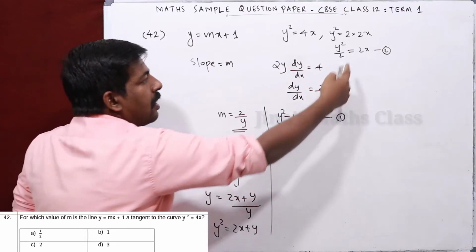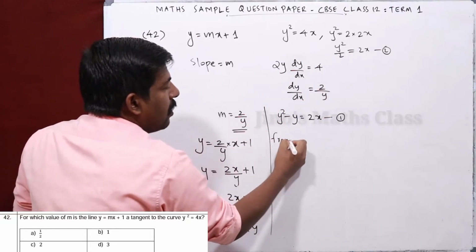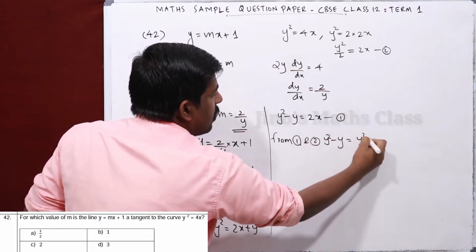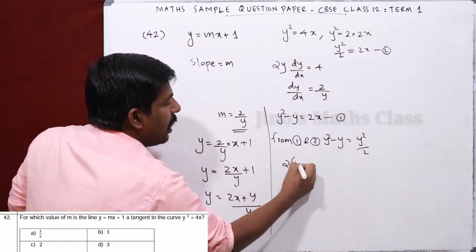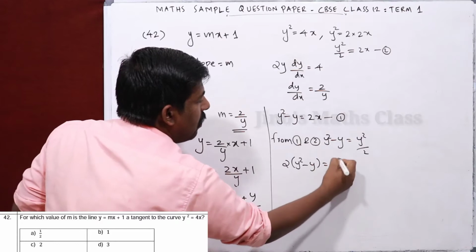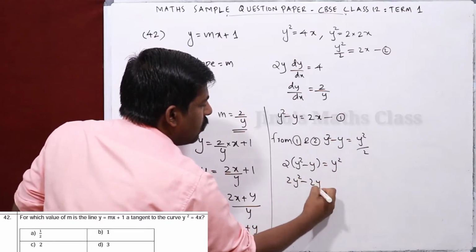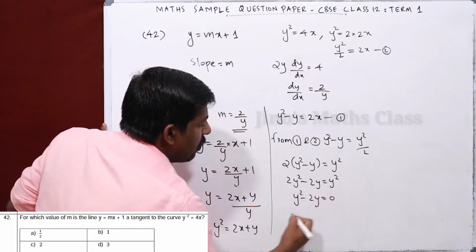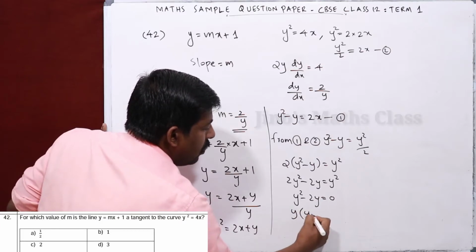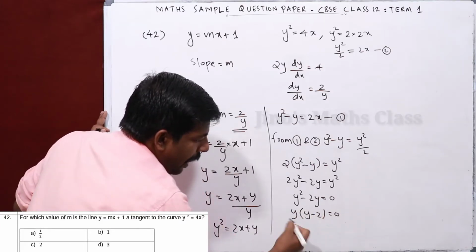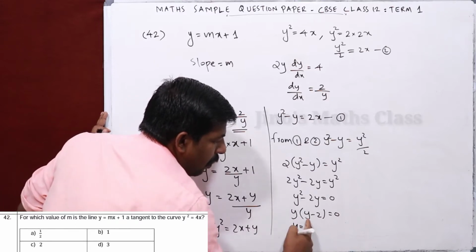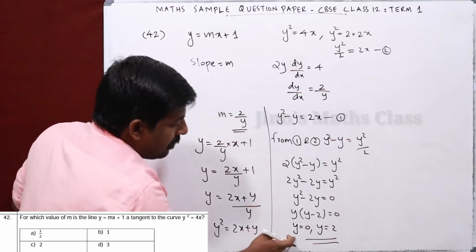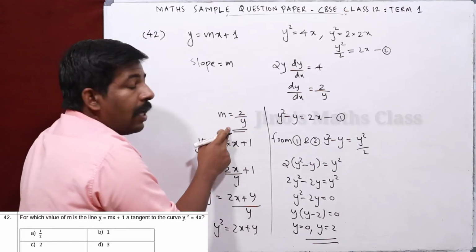Now here we have 2x, here also we have 2x. So from equation 1 and 2 we can say y square minus y, that is equal to y square by 2, or we can cross multiply. So 2 times y square minus y, that is equal to y square, or 2y square minus 2y is equal to y square. When we bring y square to left side, it becomes y square minus 2y, that is equal to 0, or we can say y into y minus 2, that is equal to 0. So possible values of y means y is equal to 0 or y minus 2 equal to 0, that means y is equal to 2. So these are the possible values of y. But when we substitute y is equal to 0 in slope, you can see we are getting infinity.